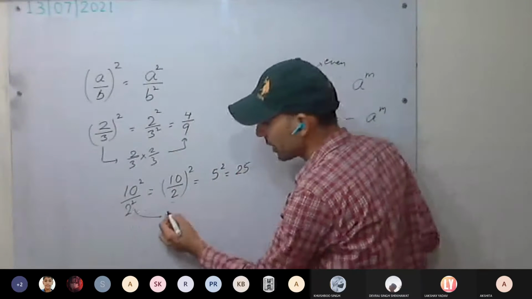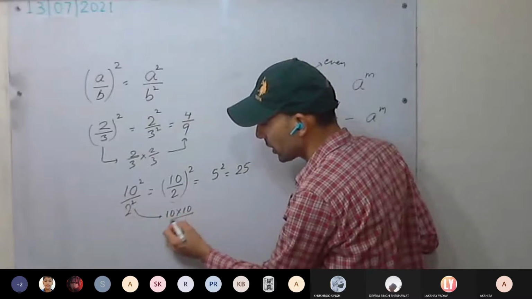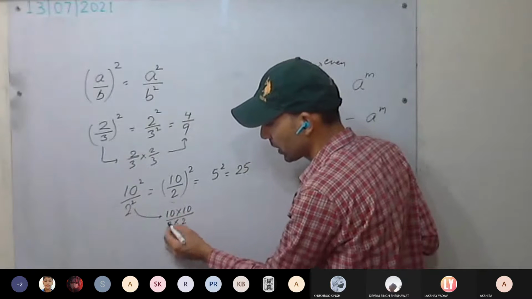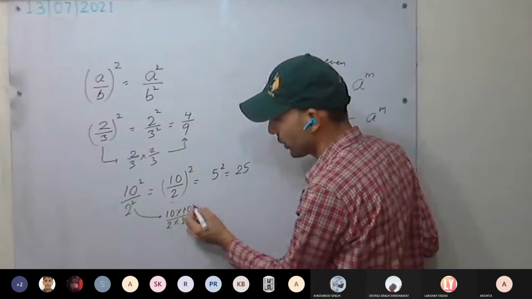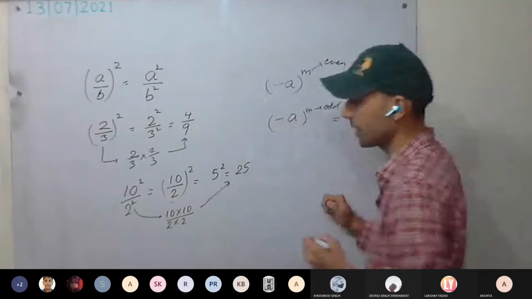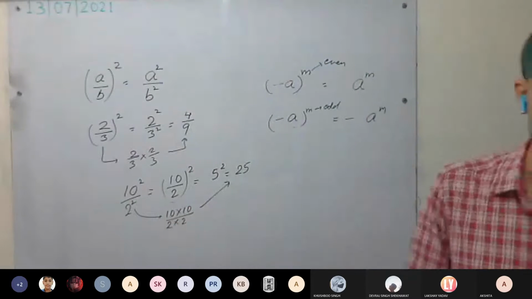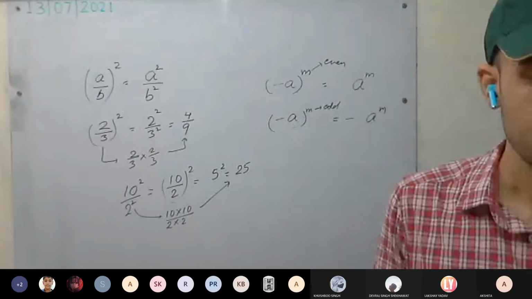As well, you can see here: 10 into 10 divided by 2 into 2. 2 gets cancelled, 2 gets cancelled. 5 into 5, 25. We are getting the same answer. Is this clear? Yes, sir.